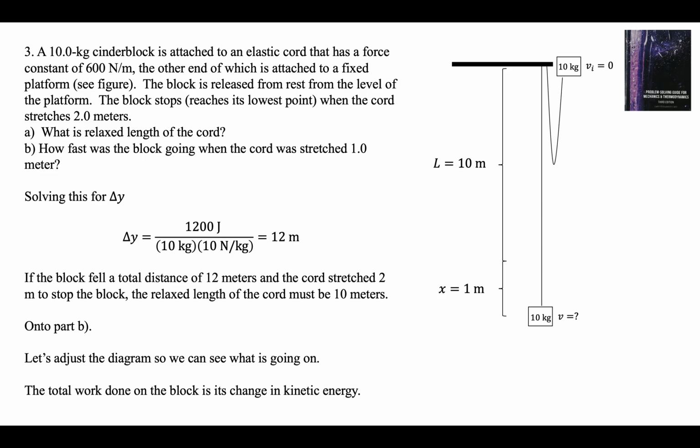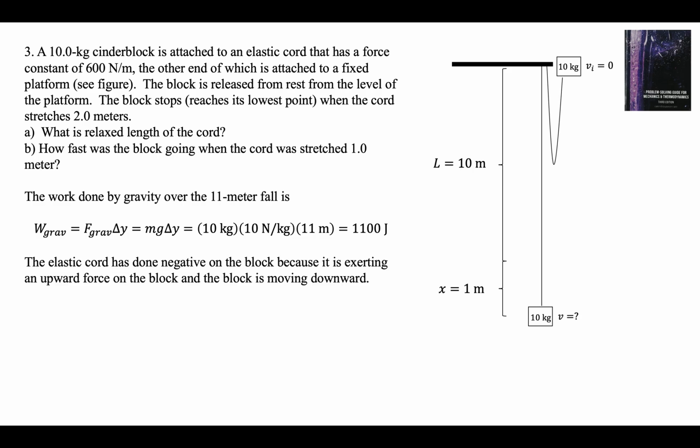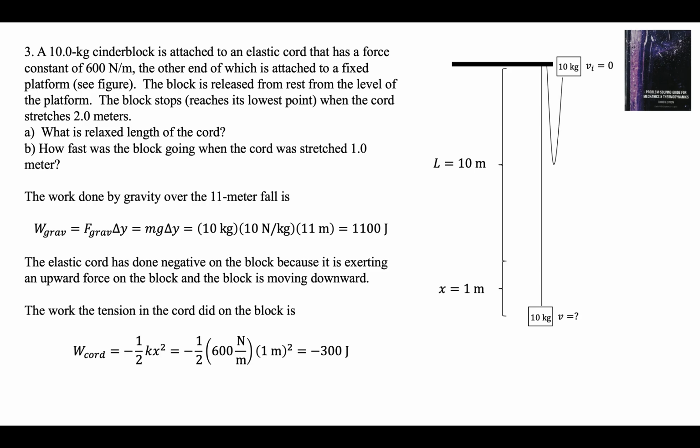The total work done on the block is its change in kinetic energy, and we can calculate both of these. The work done by gravity over the 11-meter fall, mg delta y where delta y is 11 meters, is positive 1100 joules. The elastic cord has done negative work because it's slowing it down. The work done by the tension in the cord is 1/2 kx squared. x is only 1 meter this time. That's the stretch of the cord. So we get minus 300 joules.